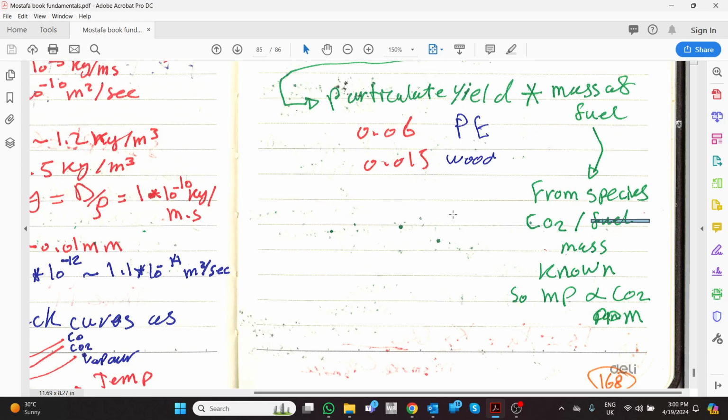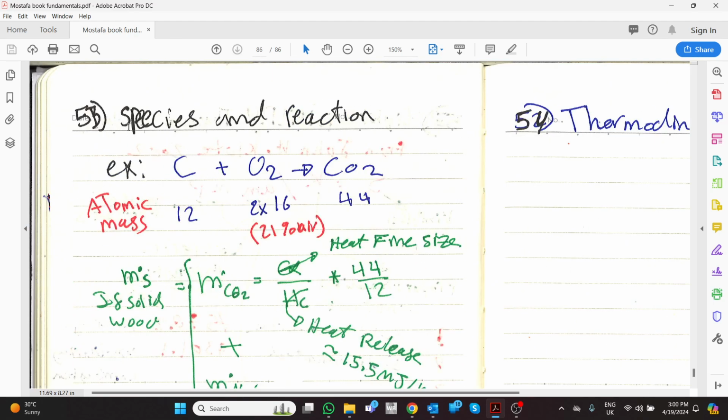Okay. Now, how to check how much CO2 and etc. This will open for us the species and the reaction analysis. We will go direct to the example. It is a little bit chemistry, but let's go with it.